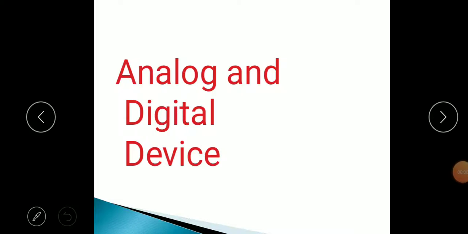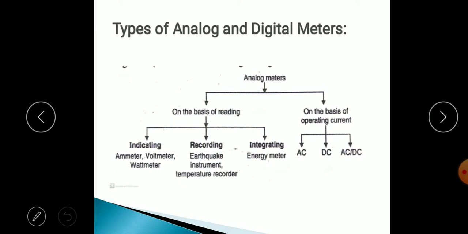In the last video lecture we covered the indicating and display devices of the second unit. Let's continue with the next point, which is analog and digital devices, in which we are going to see the types of analog and digital meters. First we will see the analog meters.